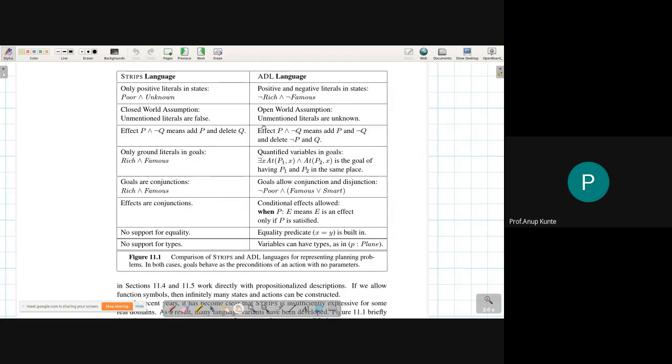Okay, we only use positive literals in STRIPS. We may have positive and negative literals mixed in ADL. So that's the beauty of ADL. We can mix positive and negative literals together. STRIPS has the closed world assumption.